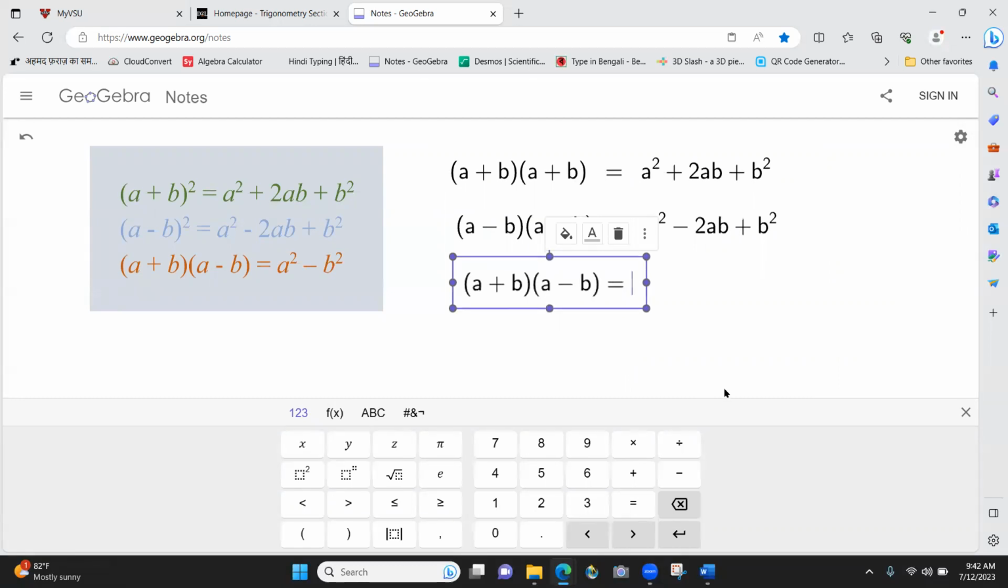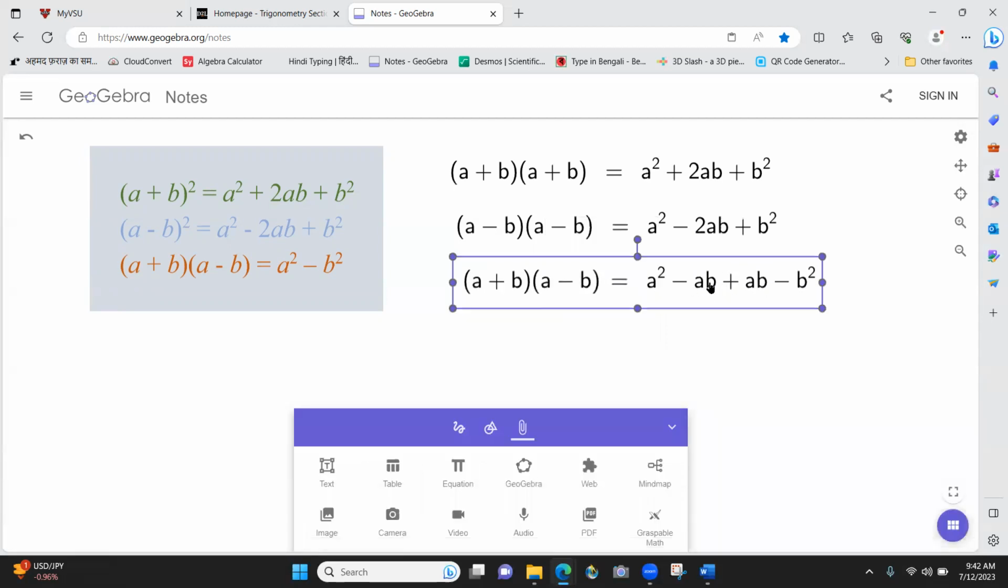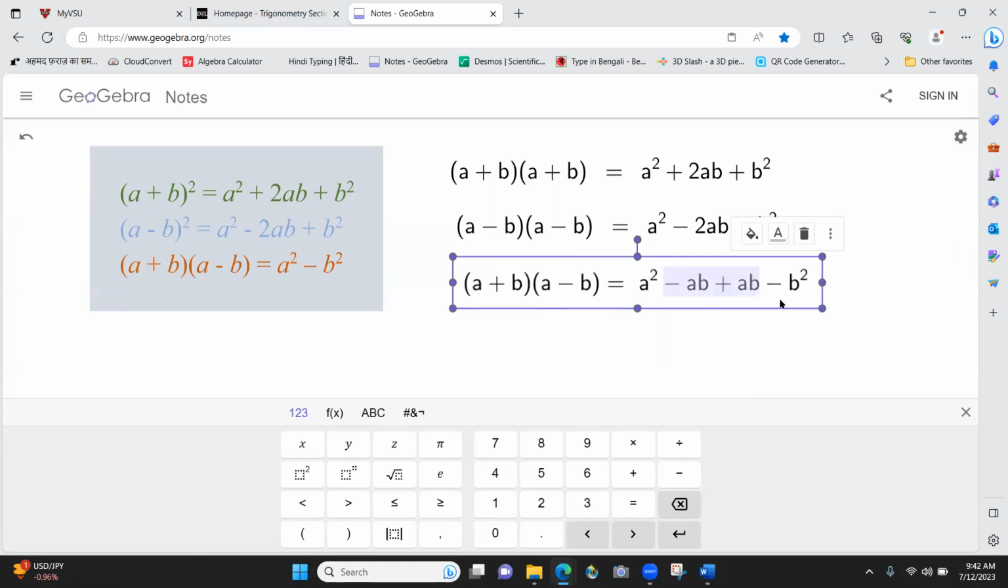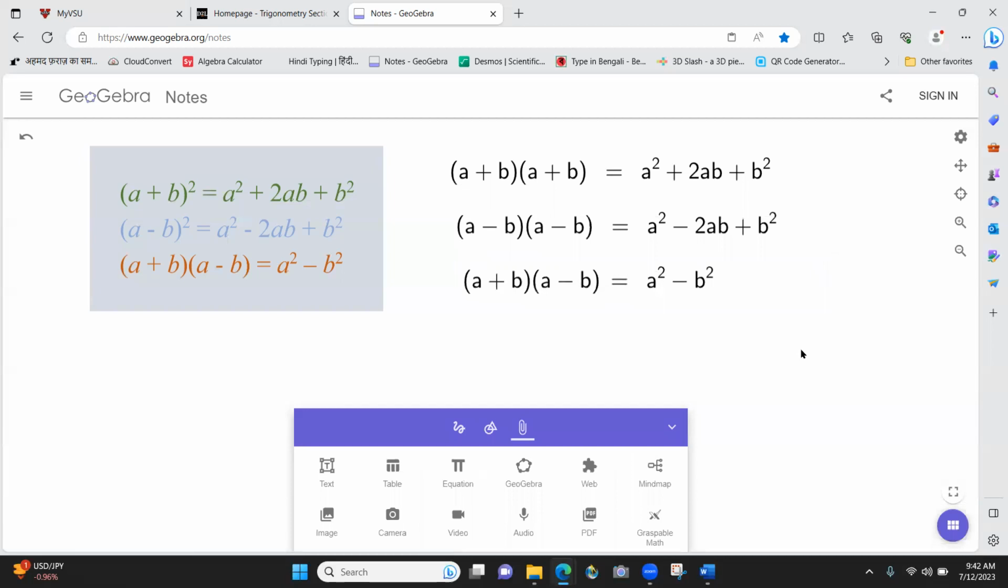And a times a is a squared. And FOIL, outside term a times minus b is minus ab. Inside term b times a is plus ab. And the last terms, plus b times minus b, is minus b squared. Now, guess what? The middle two terms can be canceled because they're the same thing with opposite signs. Okay, so we're going to use these three basic algebraic formulas that you have learned probably in high school. Not probably, I know you have.